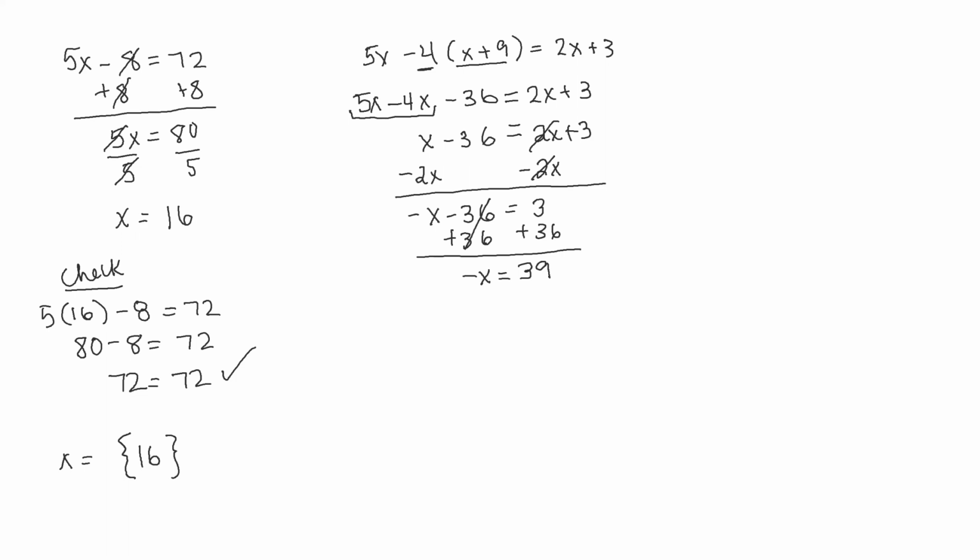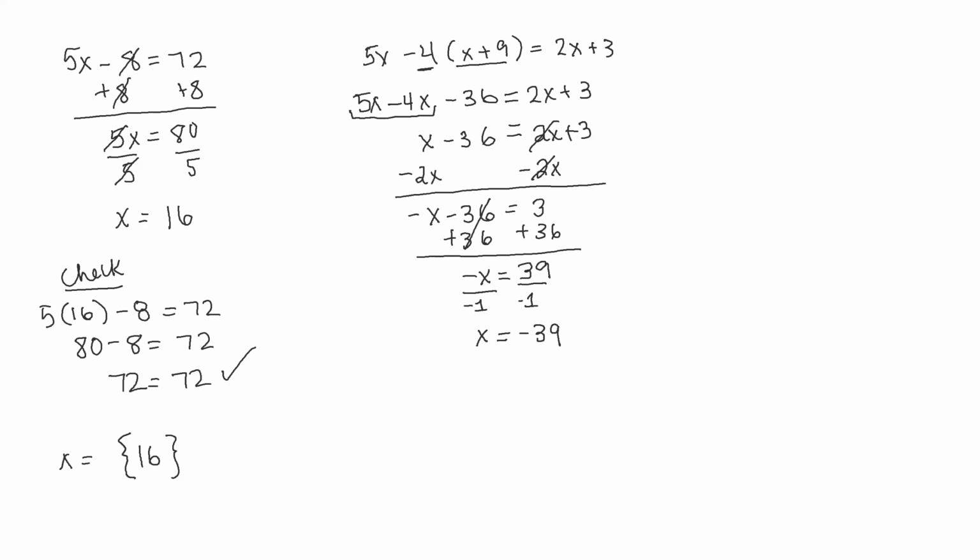Well, we have a single variable, but it is not positive. So this is really like negative 1x. So I'm not quite done solving. I need to divide both sides by negative 1. On the left-hand side, negative 1 divided by negative 1 is positive 1, which gives me positive 1x. And then negative 1 times 39 is negative 39.